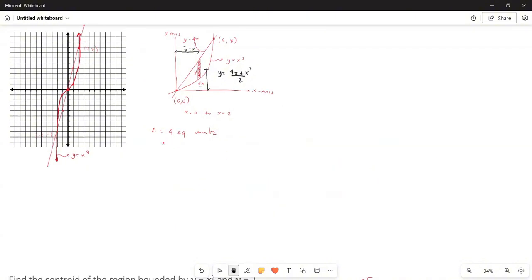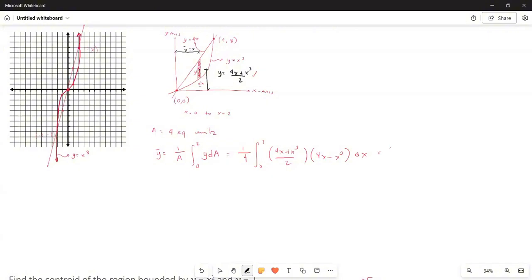Okay, let's get the value of our y bar. The formula for y bar is 1 over a, integral of y dA. Our limits are still the same, so they won't change, since the orientation of our strip in the graph did not change. So our y is written there. Let's substitute. Our a is 4, and then integral of, with limits 0 to 2. Our y is (4x plus x cubed) over 2. And our dA is y upper, 4x, minus y lower, x cubed, times dx.